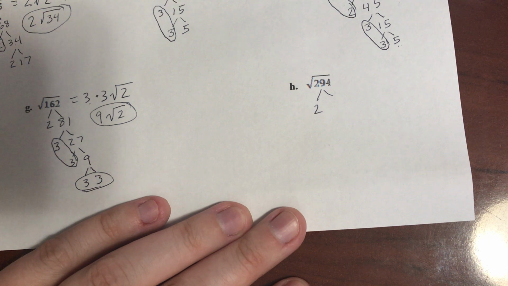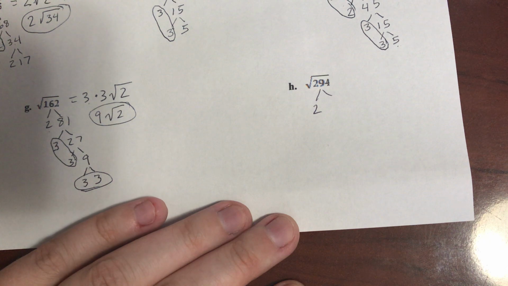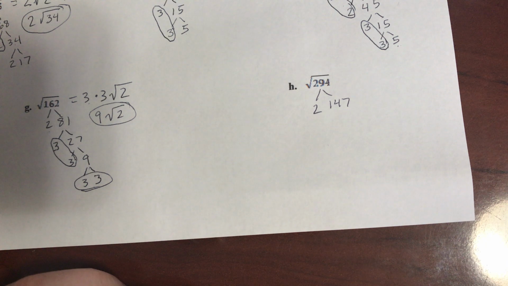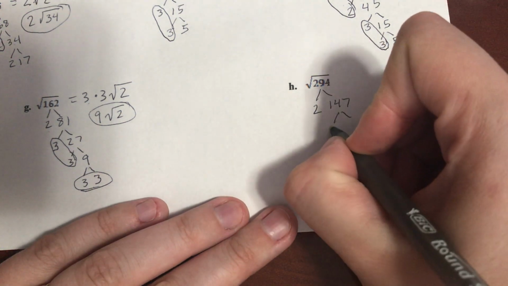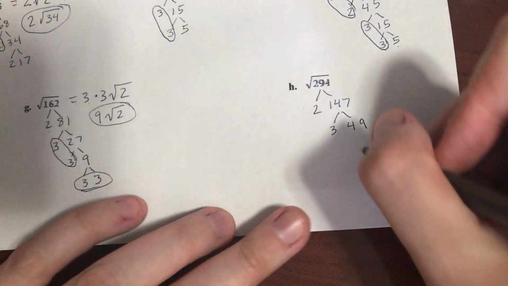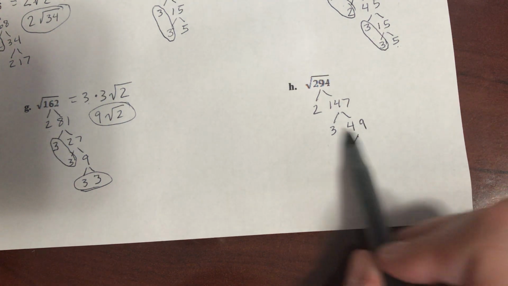All right, so this is 147 and 2. Let's see. 147, I don't think is divisible by 2. No. So we've got to go to the next number. Let's try 3. All right, yeah, it's divisible by 3. So we'll have 3 and 49. All right, and then we'll keep going. Is 49 divisible by 4 or by 5? No. We can pretty much make that assumption.